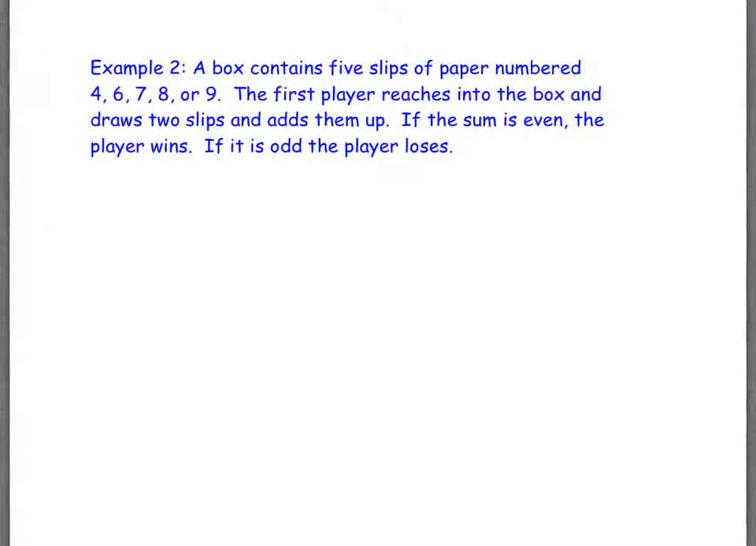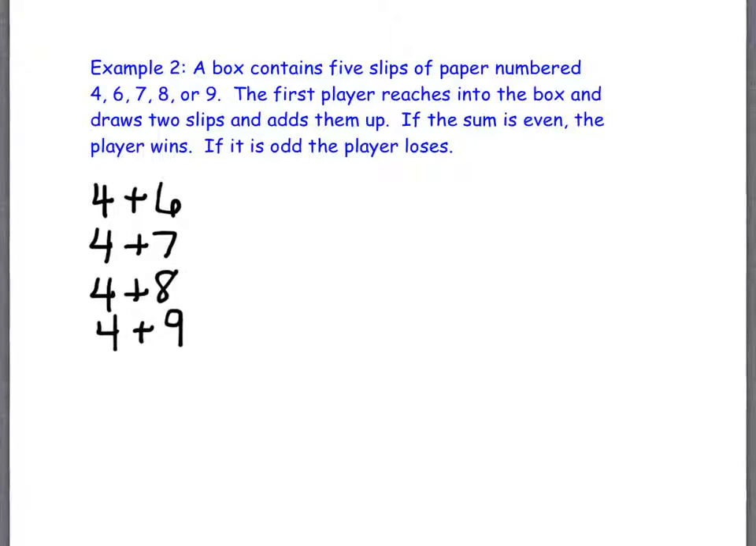Make sense? Okay. So one thing I could draw out is a 4. We're going to make an organized list. So it's not going to look like a tree, but it's definitely going to have some order to it. I could draw out a 4 and a 6. Or I could draw out a 4 and a 7. Or a 4 and an 8. Or a 4 and a 9. And the reason I'm putting the plus between them is because the way I'm going to determine if I win is if the sum is even or odd.